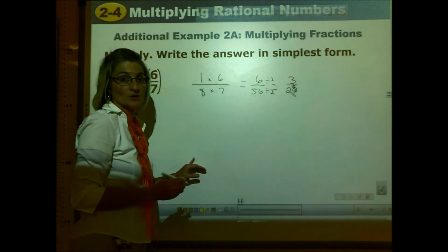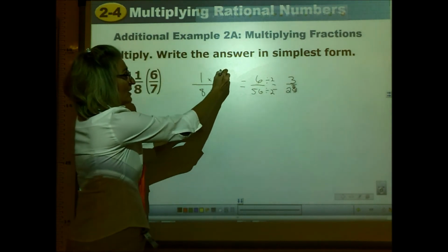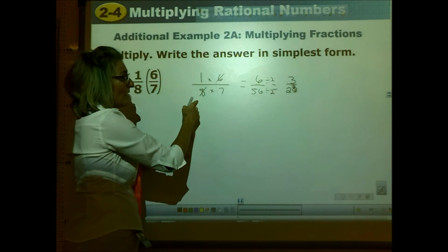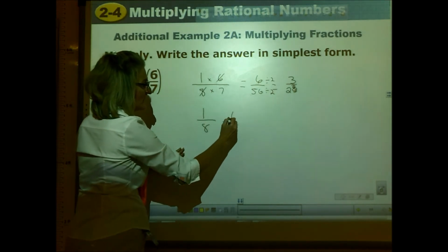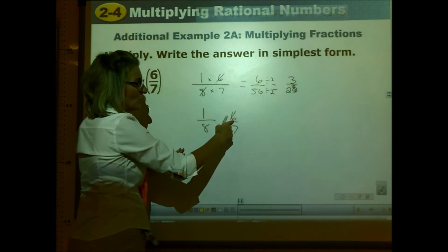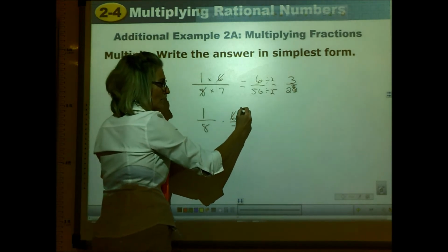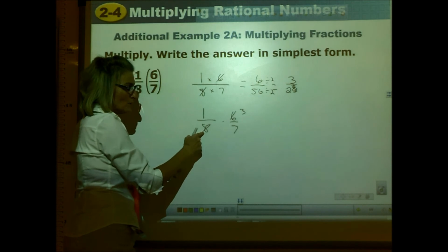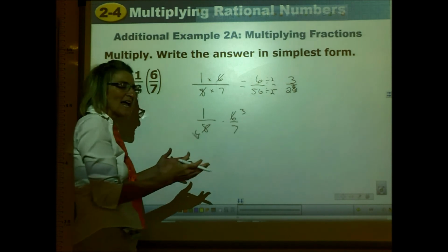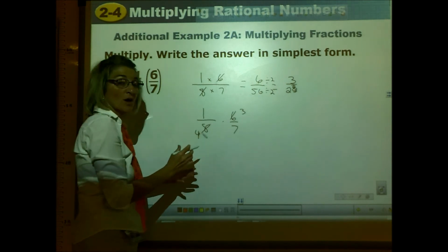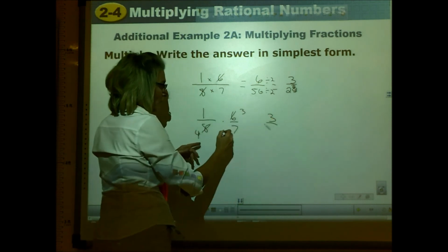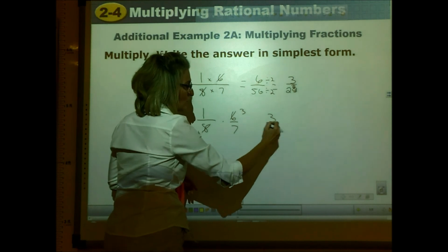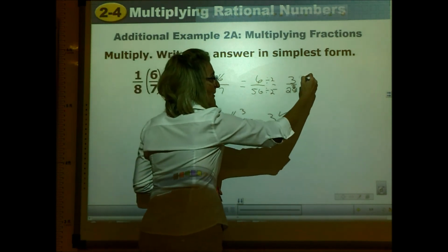Now, there's another way that we could do this. We can cancel out. So I have 1/8 times 6 over 7. 2 will go into 6 3 times. 2 will go into 8 4 times. Now I'm multiplying smaller value numbers. It's much easier. 1 times 3 is 3. 4 times 7 is 28. They both check out.